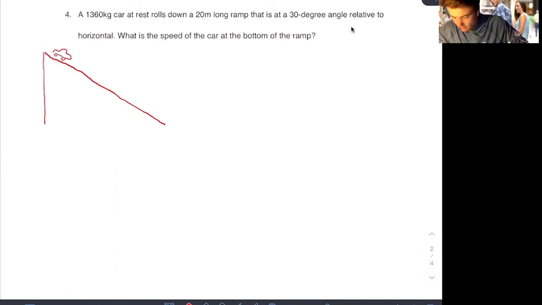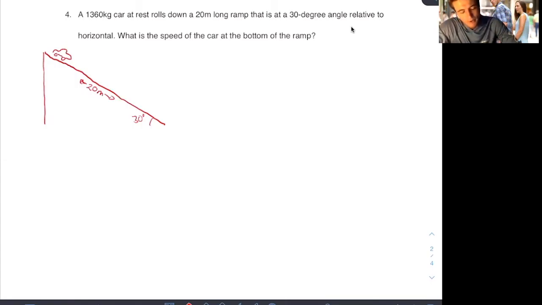And our ramp is, what, 30 degrees, I said? Yeah, 30 degrees relative to the horizon. Okay, so we want to know the speed of the car at the bottom of the ramp. So the ramp is 20 meters long. All right, it's 20 meters long. Okay, cool. So we have everything. We want to know the speed of the car. So how are we going to find the speed of this car?